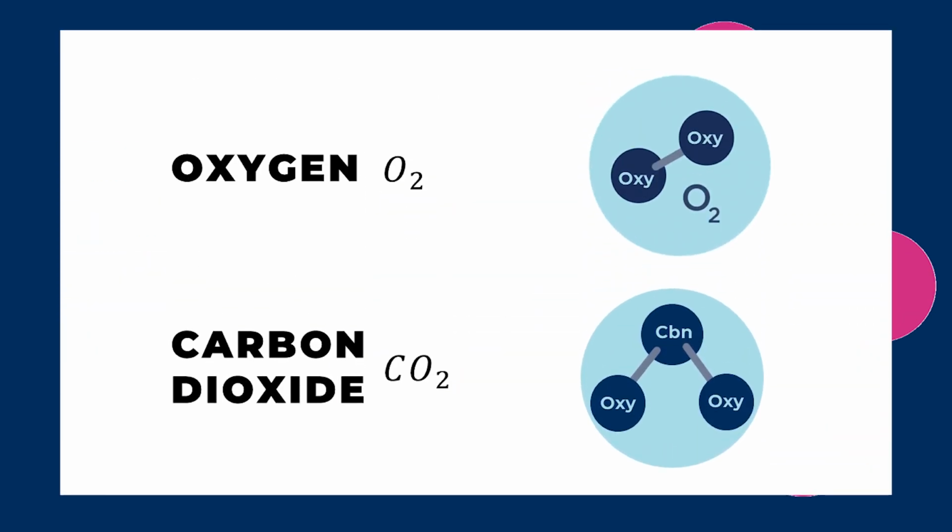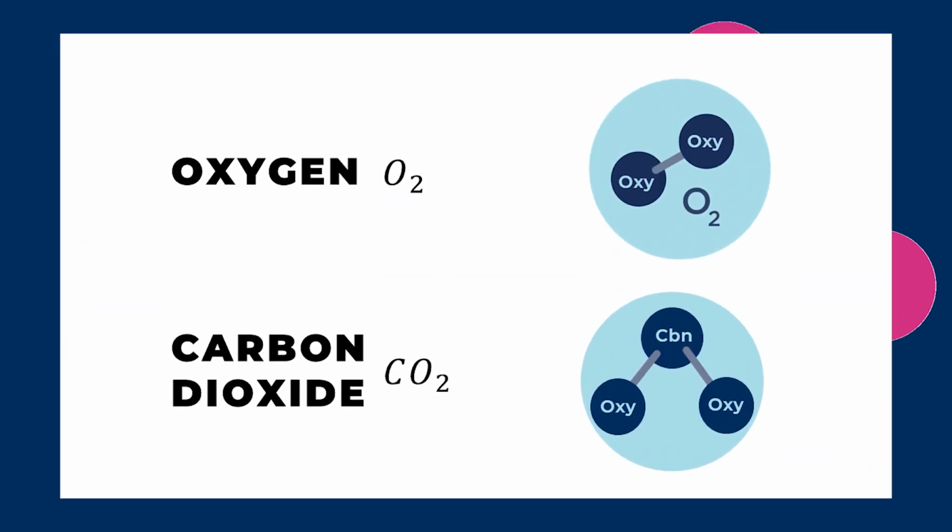For example, oxygen gas, O2, is a molecule made up of 2 oxygen atoms chemically bonded together. Carbon dioxide, CO2, is another molecule made up of 1 carbon atom and 2 oxygen atoms chemically bonded together. These molecules have properties that are different from the individual atoms that make them up.